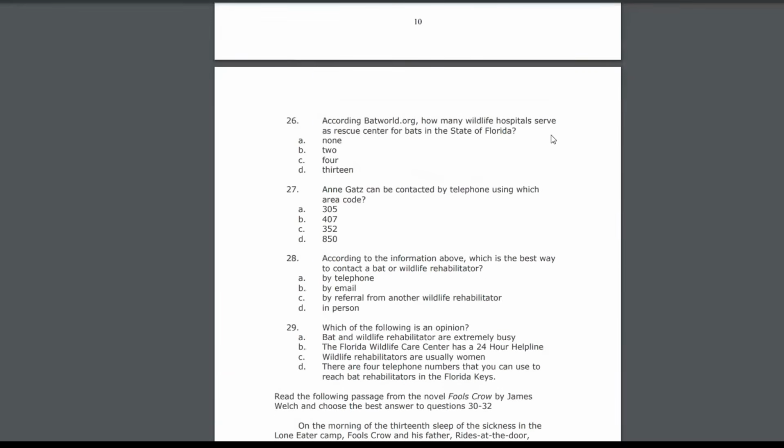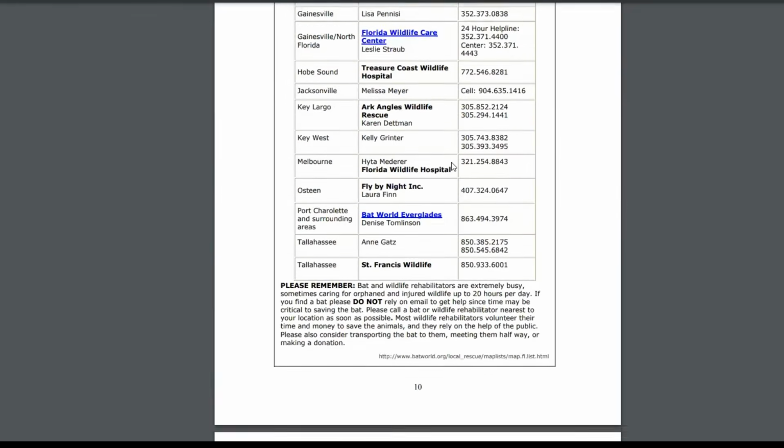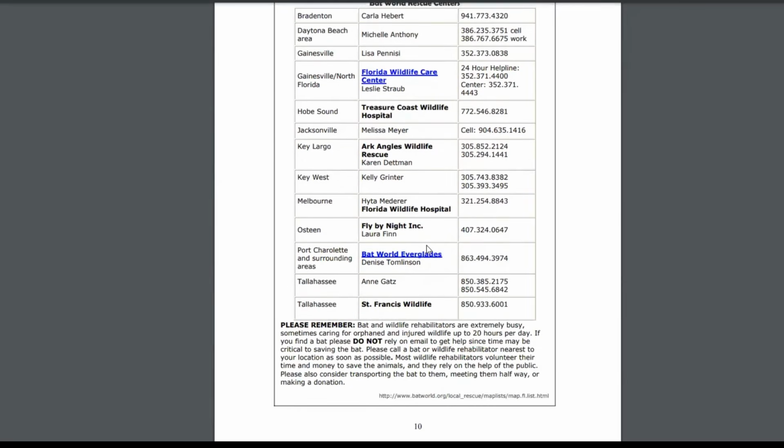Okay, yes. So the key for this particular one was because they said how many wildlife hospitals. So making sure that we understood in the center that these are our points of contact, but some of them are actual places. So see how this says Florida Wildlife Care Center. This one says Treasure Coast Wildlife Hospital. So that key word of having that hospital there. And what was the other one? Here, Florida Wildlife Hospital. So with these ones, I would say very straightforward. Just make sure you can sift through the information and understand specifically what they are asking you.